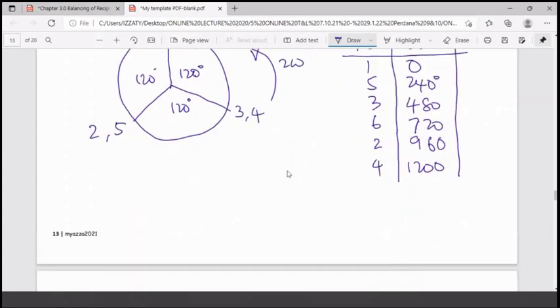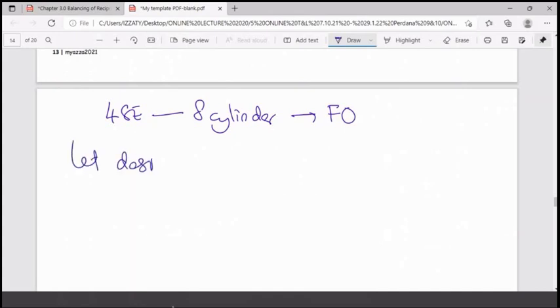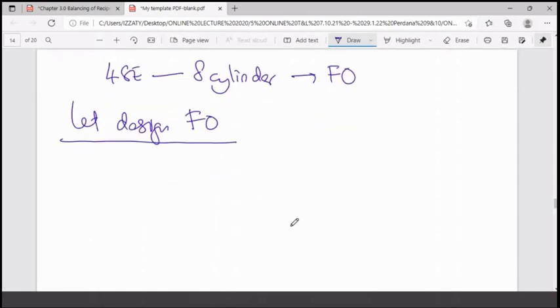Okay, if there's no question, look here. If you have another one, we're still talking about a 4-stroke engine, but now put it there, 8 cylinder. So they must provide the firing order. So how is the firing order? So now let us design the firing order. I'm going to explain to you how to design the firing order. So let's assume that we have one option.